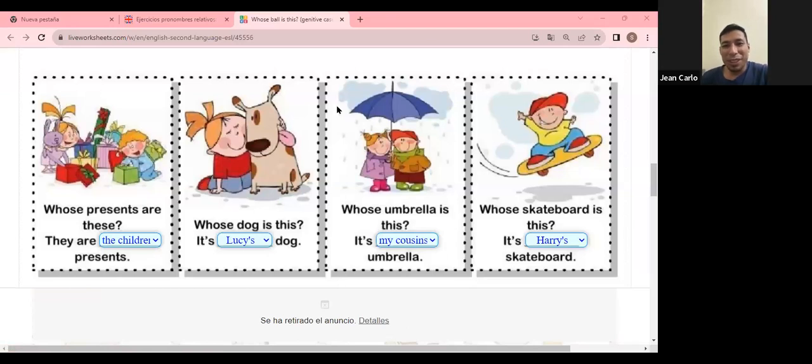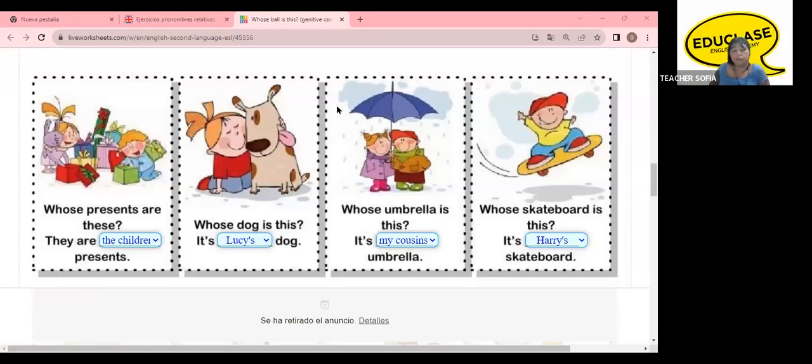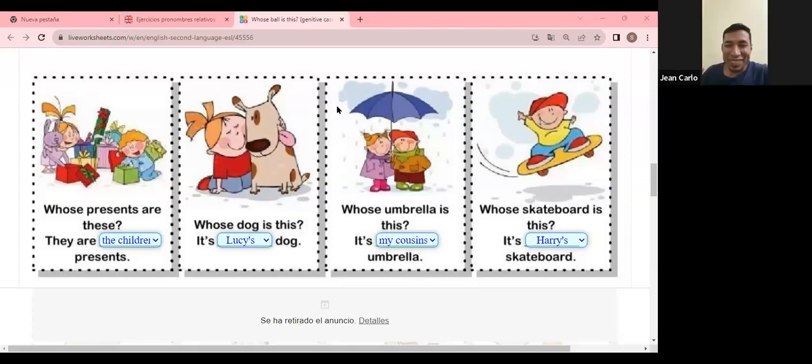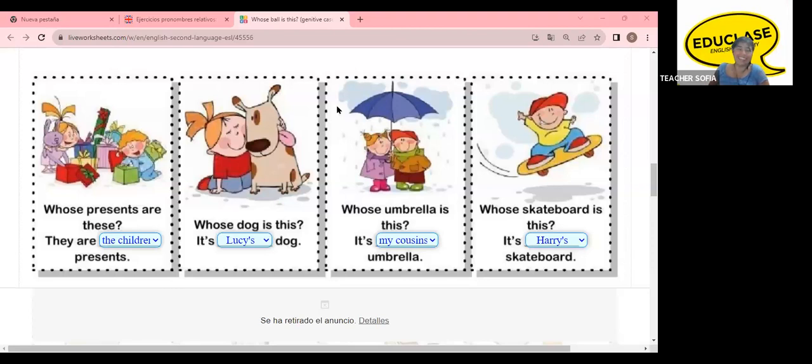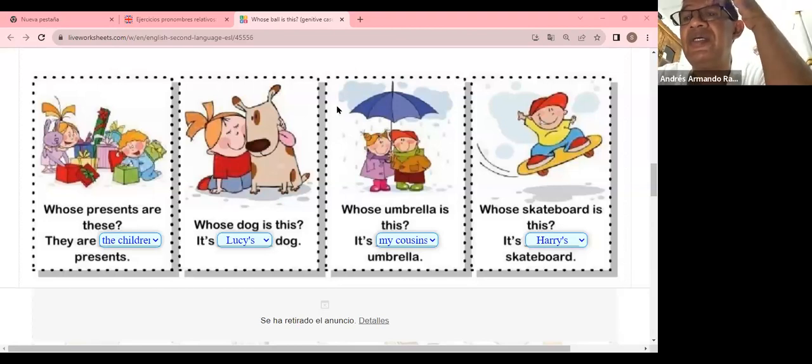How do you say por fin? At the end. At the end. How do you say I got it? I catch it. Yeah, I got it. I got it. I catch it, right? Okay, catch it. Excellent. Good for you.